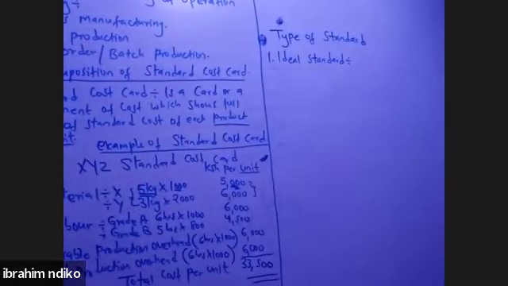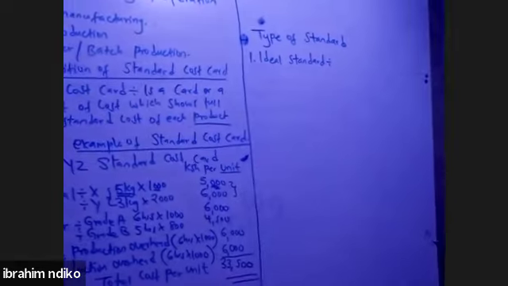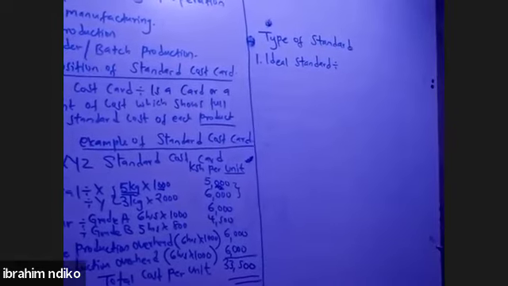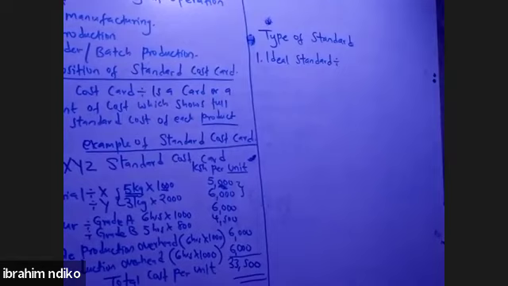So when we talk about ideal standard, it's a standard which can be attained under perfect condition. So a standard which can be attained under perfect condition. So let us write. So it is a standard.